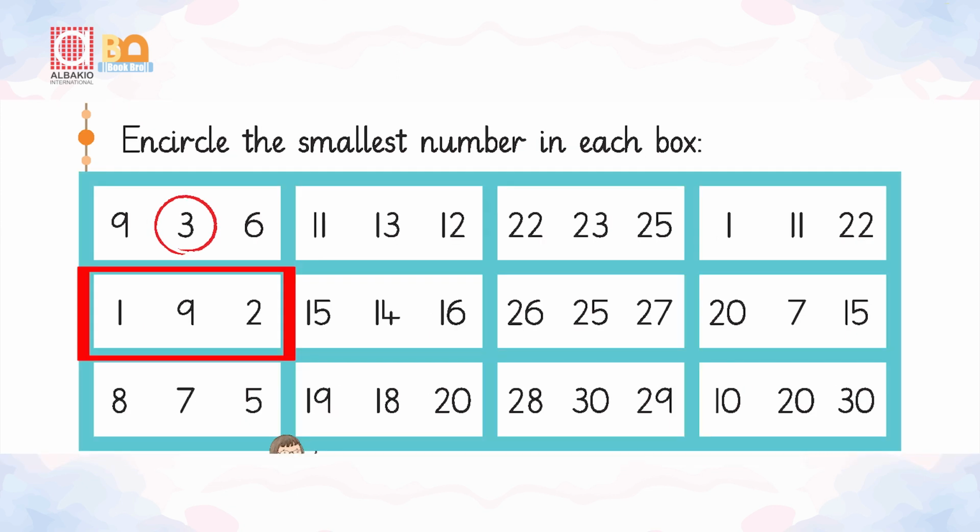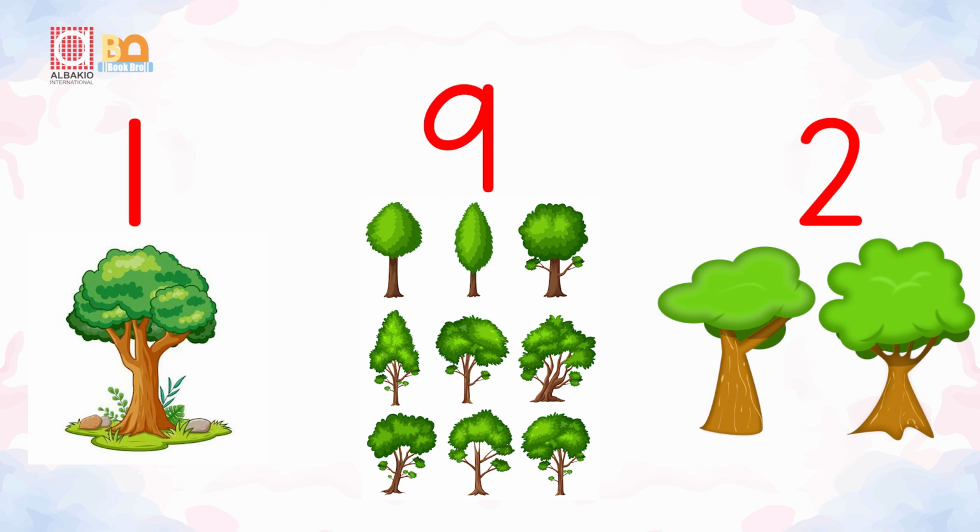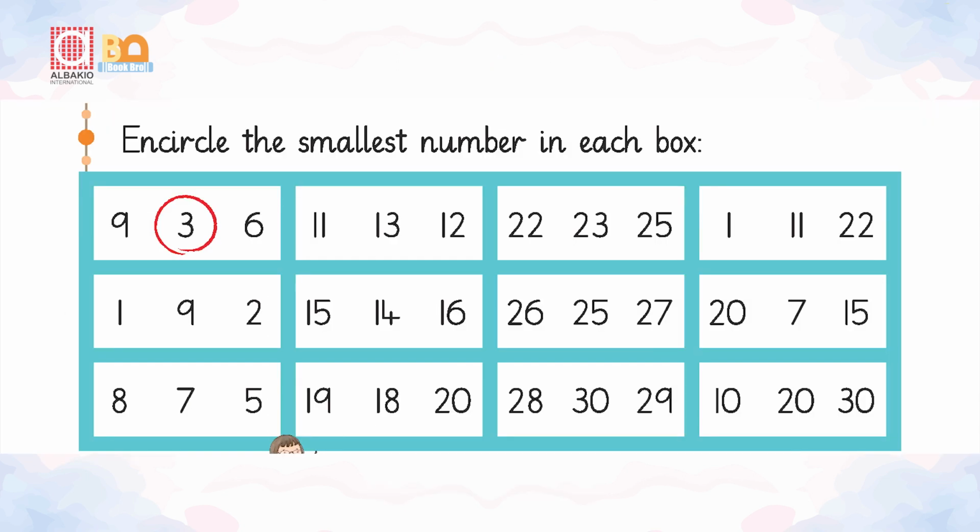We have 1, 9 and 2. You can see 1 tree. Now you can see 9 trees, and here you can see 2 trees. Number 9 is showing us the most or the maximum number of trees. And number 1 is showing us the least number of the trees. So which is the smallest number? 1. And which is the biggest number? 9. It's time to encircle the smallest number in each box.